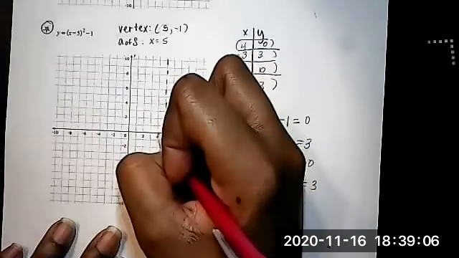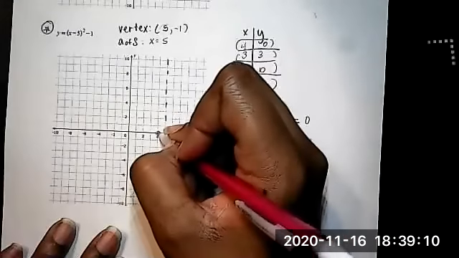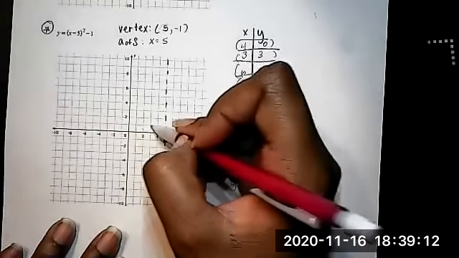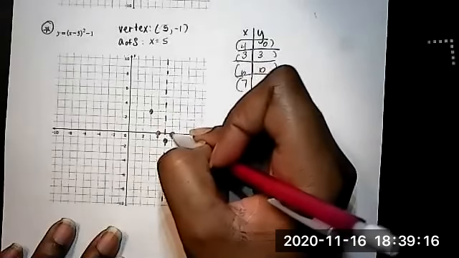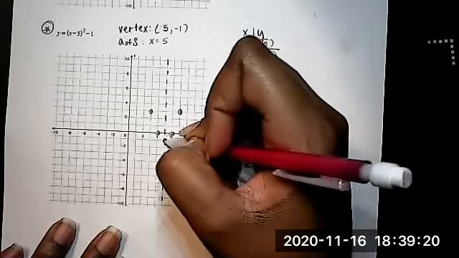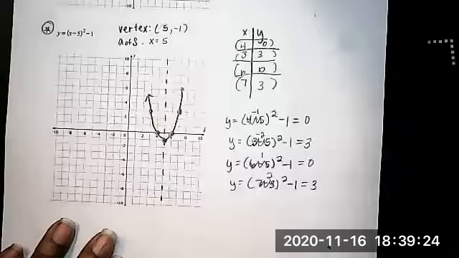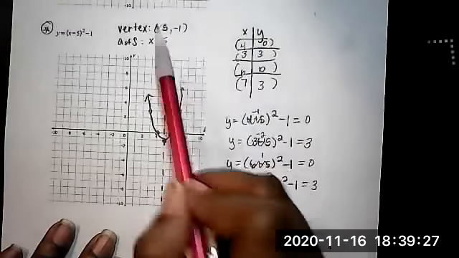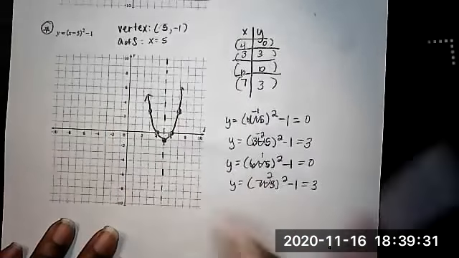So 4, 0 is here. Okay, plotting a point is super duper important. Gotta know how to plot your points. 3, 1, 2, 3 is here. 6, 0, and 7, 1, 2, 3 is here. So this is your graph for that equation. Okay, using your vertex, axis of symmetry, and these are the points. Got it? Good. All right, let's look at page 5.